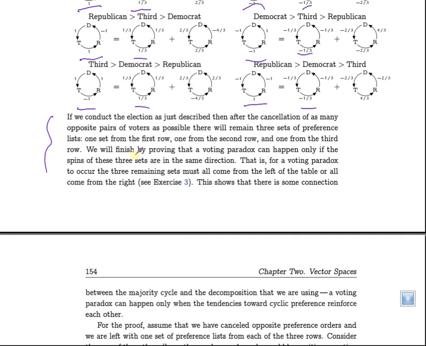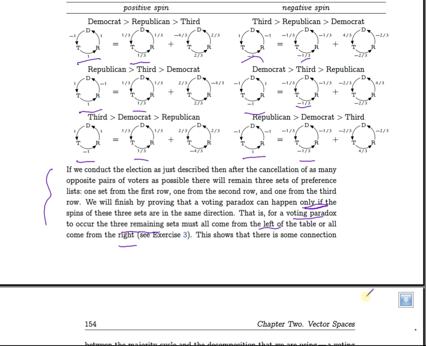We will finish by proving that a voting paradox can happen only if the spin of these 3 sets are in the same direction. That is, for a voting paradox to occur, the 3 remaining sets must all come from either the left of the table or they must all come from the right. What he means is this.